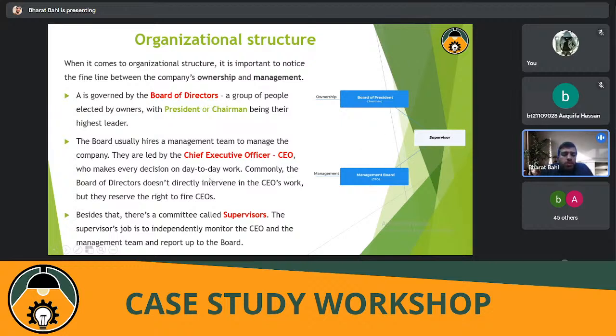And there is a supervisor, which is a committee of supervisors, which are basically monitoring the CEO. So generally the board president or the chairman does not interfere much in the CEO's functioning. But they have the power to fire CEOs if they wish. If something goes totally wrong, it might be seen in some cases that they have fired. So we're getting some sense, okay, how things are structured inside a business organization in terms of organization.